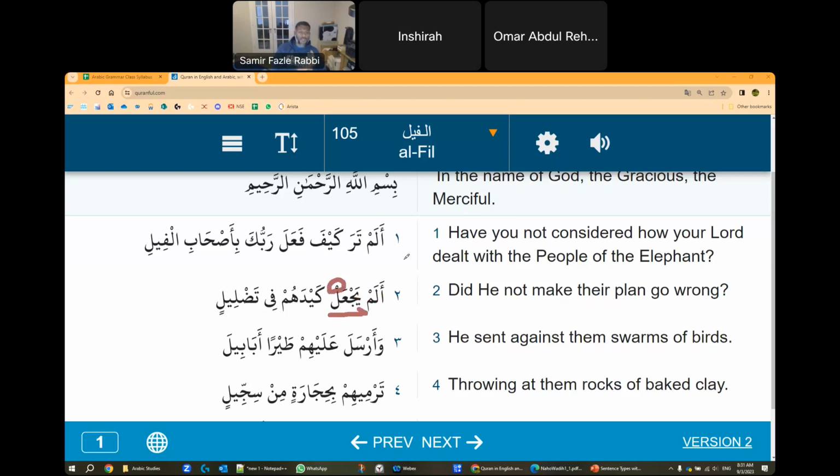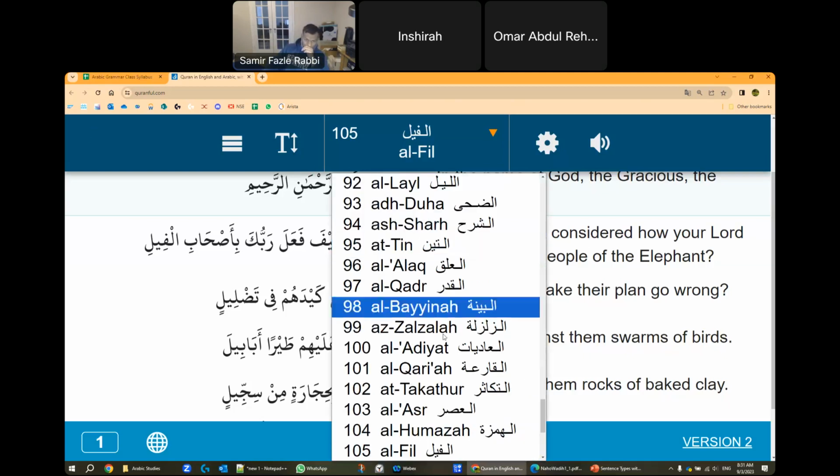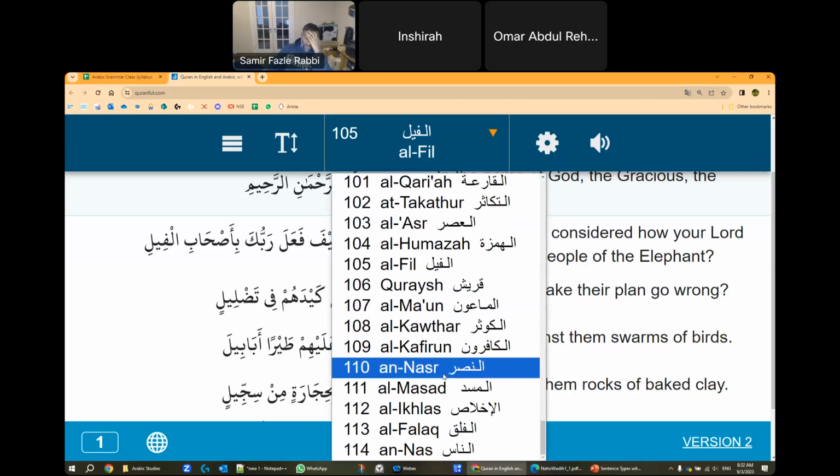Now, Inshirah, what if I put len behind this yajal? What would it be? It would be the mansub state, so fatha? Yes, very good, that's correct. Okay. So then we have alam tara. That's a little bit different because that's a different thing. But now let's get a la and then the in.